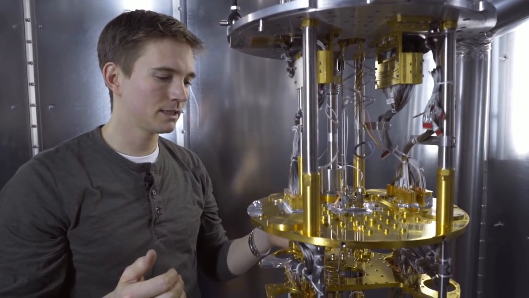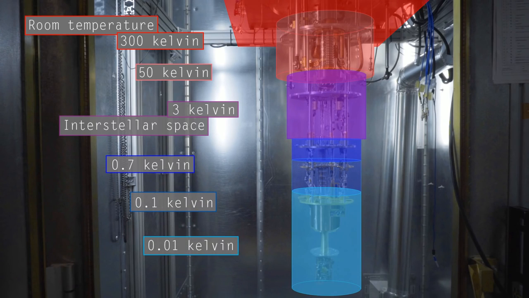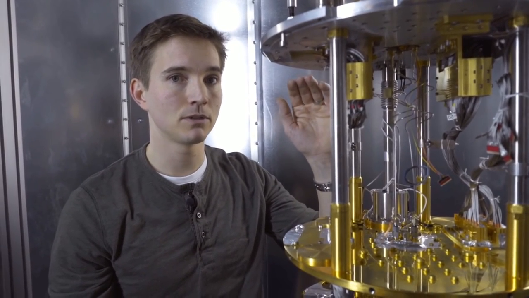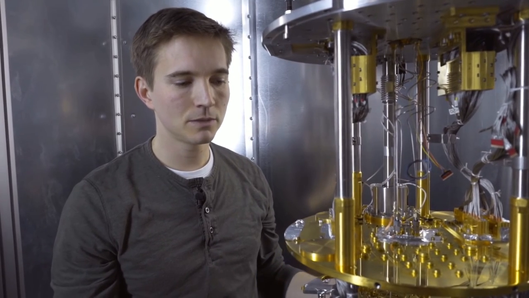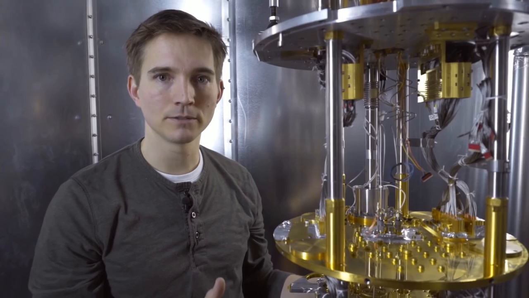And then a second refrigerator, a dilution refrigerator, takes us in this plate from 0.7 Kelvin, 0.1 Kelvin, and then down to 0.01 Kelvin. When the system is operating, this plate and everything mounted below it is 10,000ths of a degree above absolute zero, which is more than 100 times colder than interstellar space. And this whole system is designed to sustain those low temperatures in a continuous cycle.